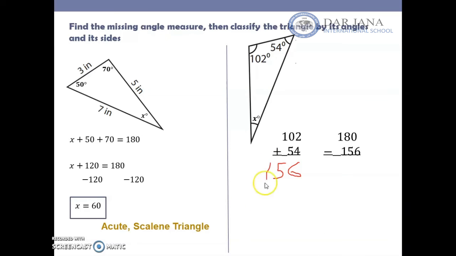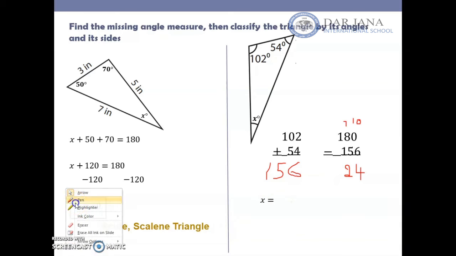After that, I will subtract the answer from 180. So now here the 8 will be 7, and then the 0 will be 10. I'm sorry for my handwriting. So this will be 4. 7 minus 5 will be 2. And this will be 0. So x will be 24.